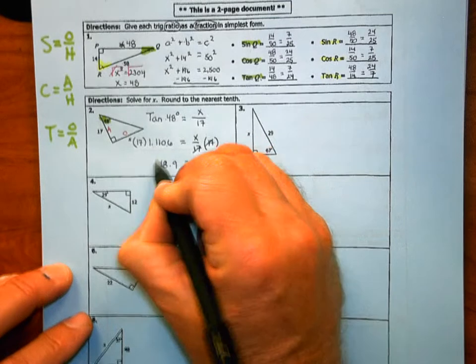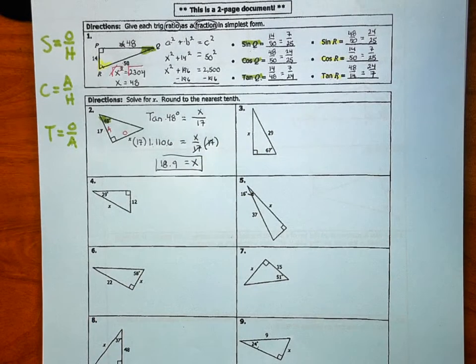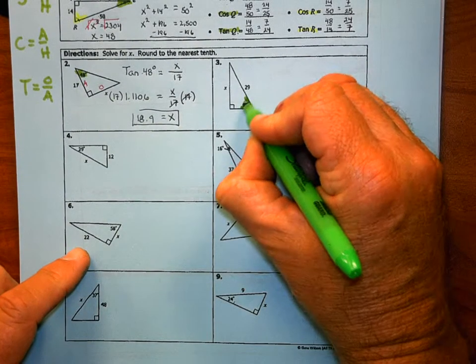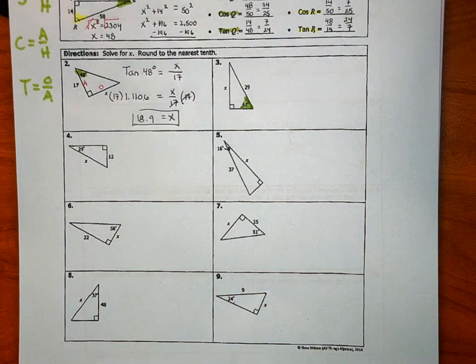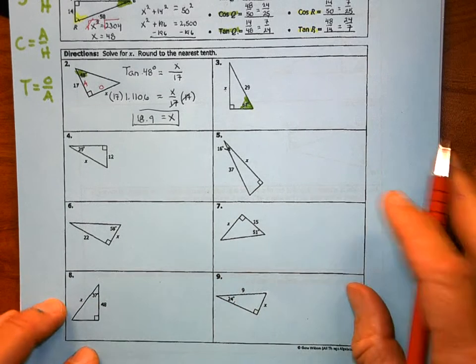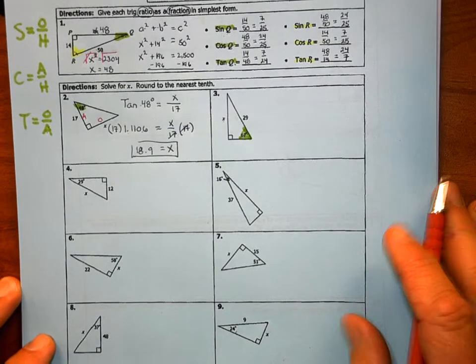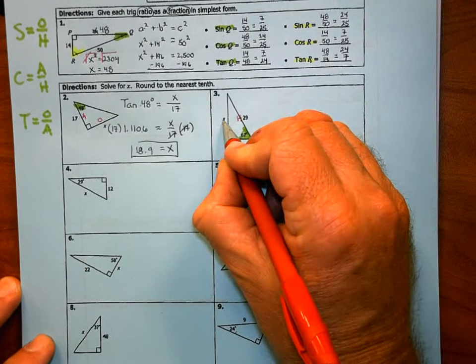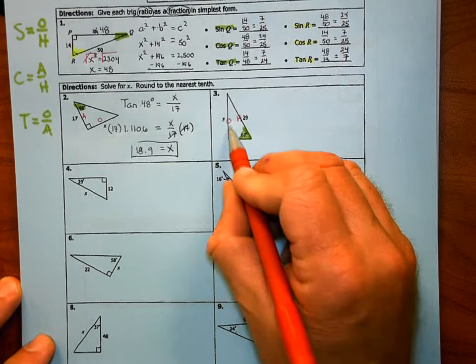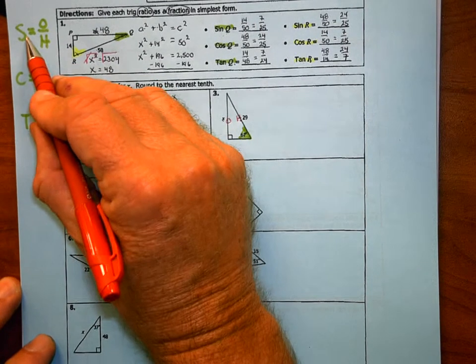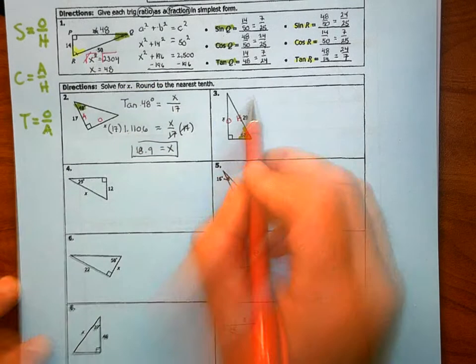18.9. Okay, number 3. My reference angle or my theta angle, however you want to refer to it, would be this angle right here, the 67 degree angle. Now I'm going to use the information that I have with the x and the 29 to help me determine if I'm going to use sine or cosine or tangent. 29 is the hypotenuse, and where the x is, that's the opposite leg. So I have opposite and hypotenuse, and I look at my definitions, O and H tells me I'm going to use sine in order to solve number 3.